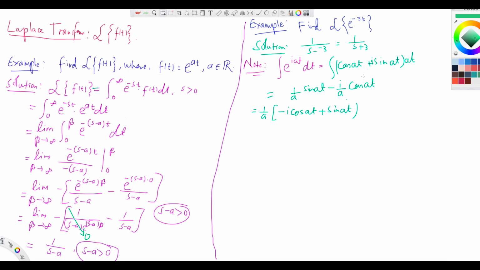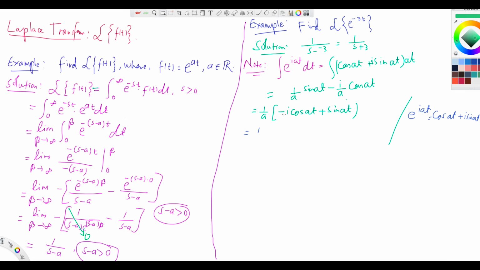I have to use Euler's formula again. So what is Euler's formula? Euler's formula is e to the iat equals cosine at plus i sine at. I want to use that formula again here, but what I want to do is divide and multiply by i.